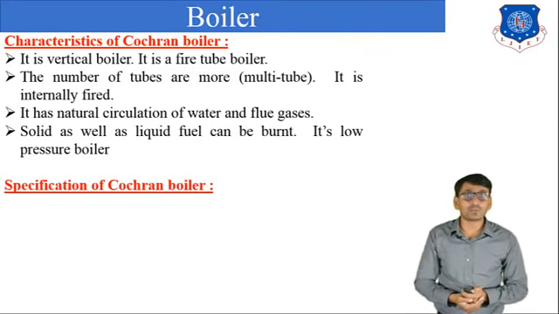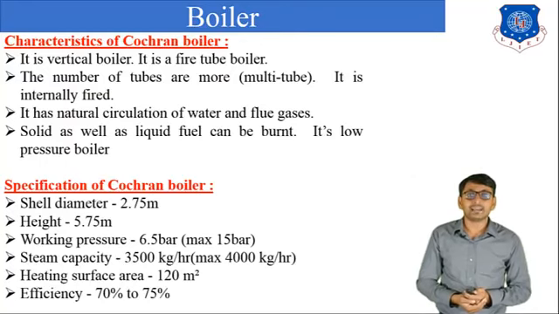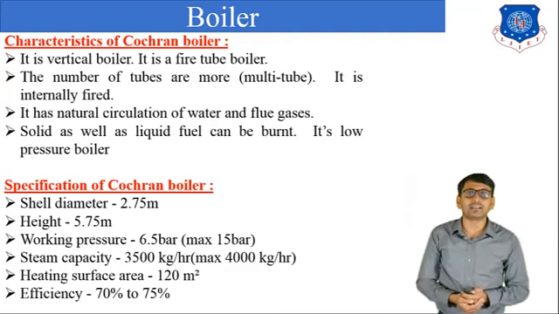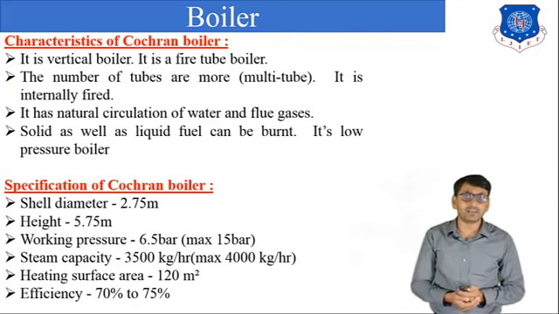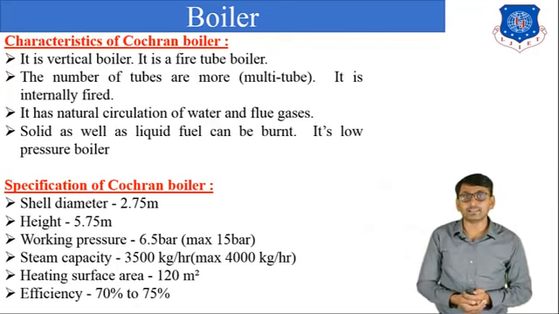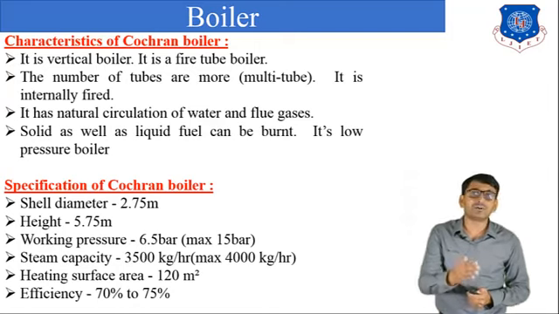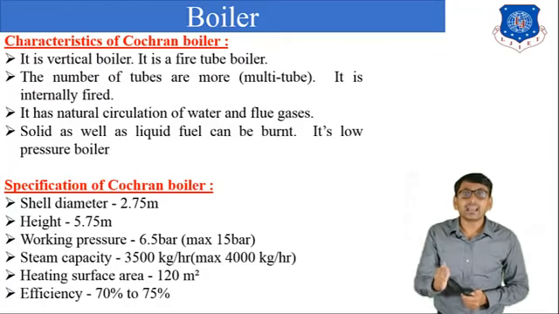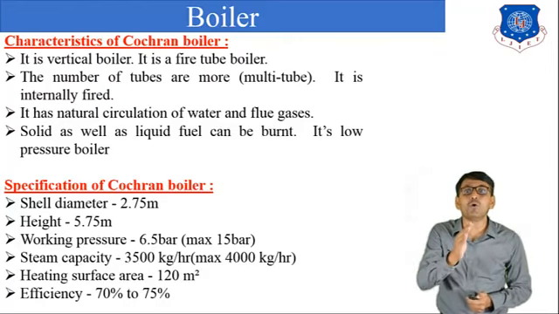Now the specification of Cochran boiler. It has a shell diameter of 2.75 meter, height of shell 5.75 meter, working pressure 6.5 bar, maximum 15 bar. Then steam capacity 3500 kg per hour, heating surface area 120 meter square, and efficiency of this boiler is between 70 to 75%. Okay, so this is about the characteristics and specification of Cochran boiler.